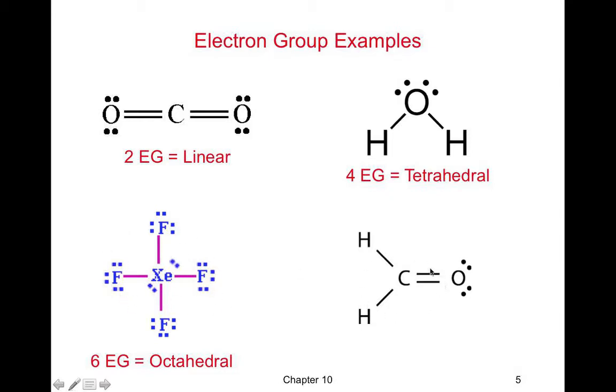In our last example, this is formaldehyde. I only care about the central atom. So in this case, around the carbon, which is my central atom, I have 1, 2, 3 bonded atoms. That's no lone pairs on the carbon, so it's only 3 electron groups. So the electron geometry of formaldehyde is trigonal planar.